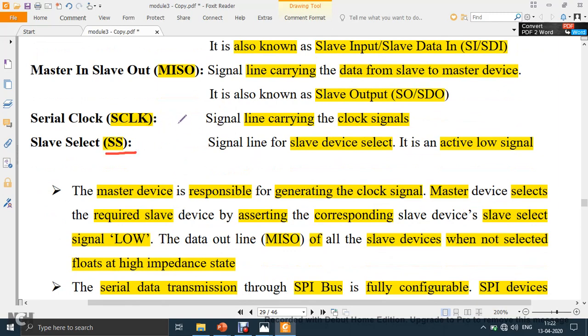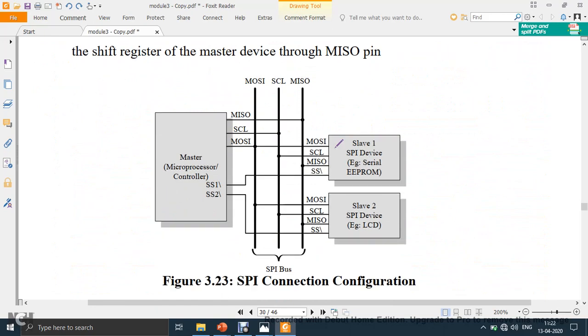So there is a slave select signal to select the slave with which it wants to communicate. So if there are four slaves in the arrangement, there will be four slave select signals. I'll show the diagram now. Can you see this diagram? So this is the diagram.